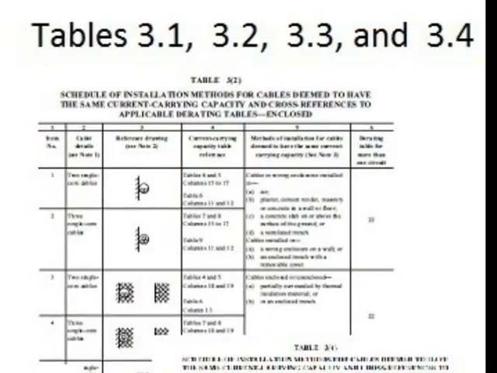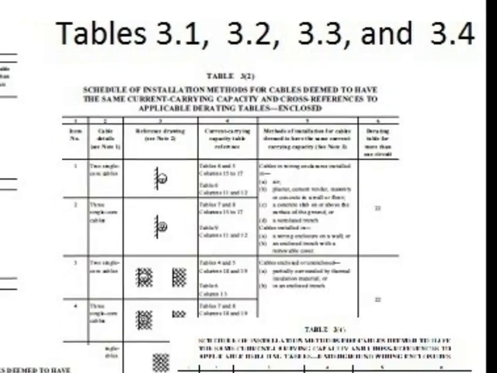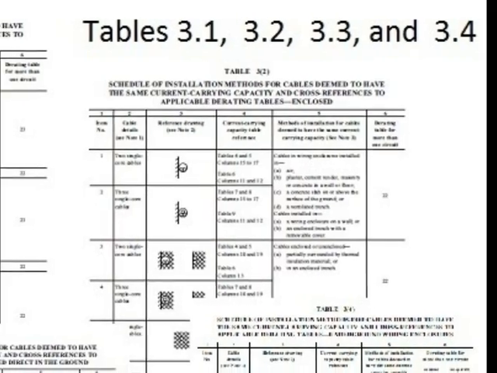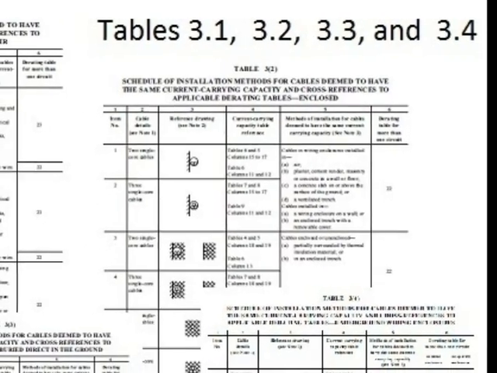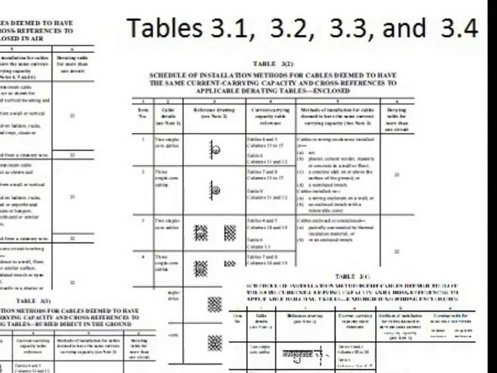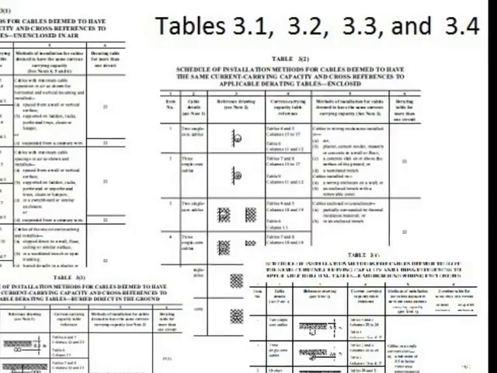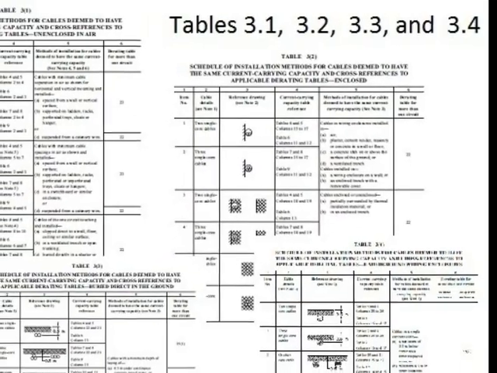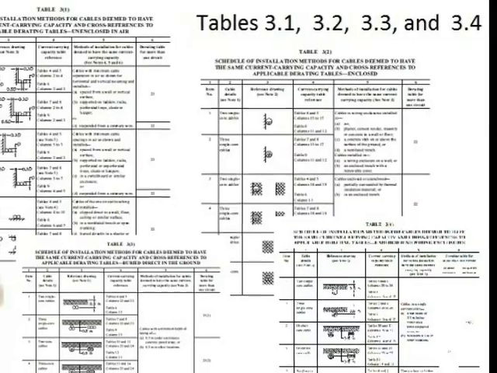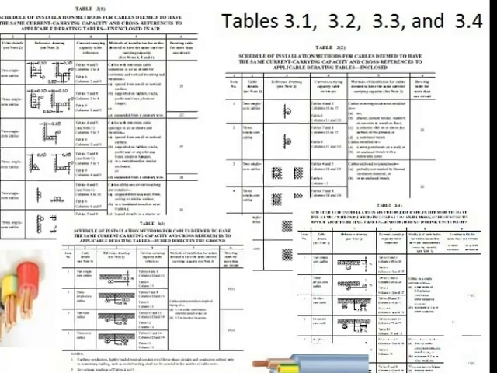Now, to use the 3008 for the purpose of current carrying capacity of the cables, we'll use tables 3.1, 3.2, 3.3, and 3.4 to guide us through to the various tables. These are for the common types of cables for installation. They don't include cables like MIMS cables or aerial cables, which will go directly to the required table for that.